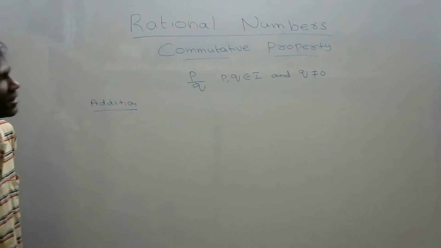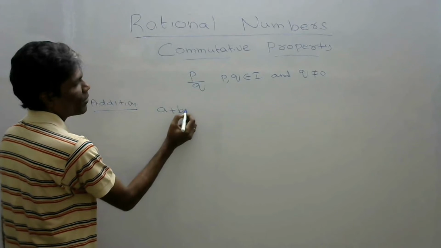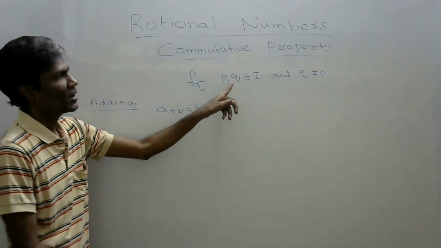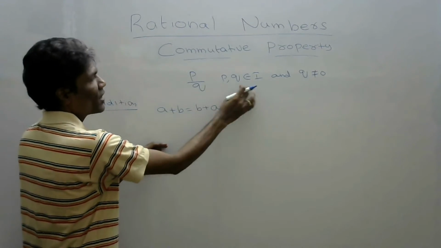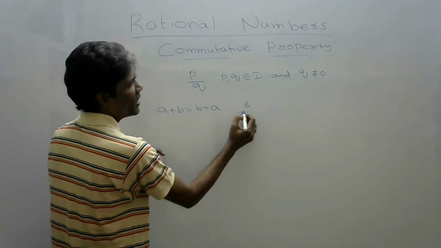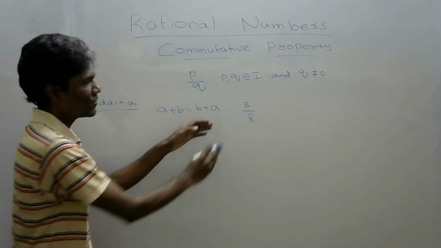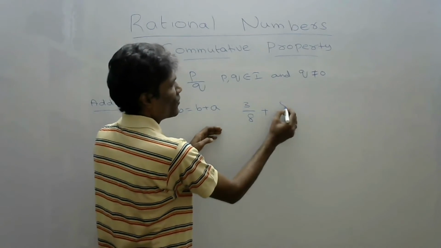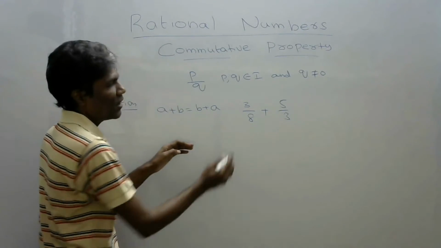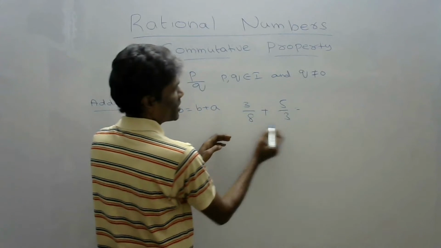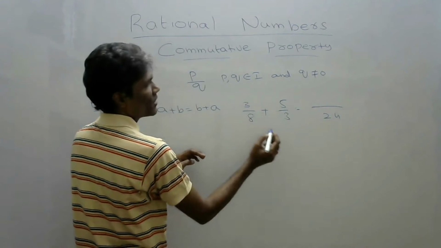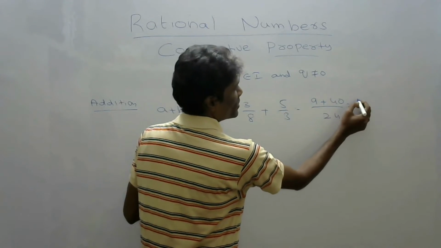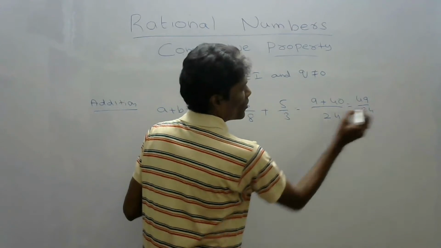Here the condition is a plus b should be equal to b plus a. Now take any numbers from the rational numbers. Let us take the first number as 3 by 8, and the second number another number like 5 by 3. If we add 3 by 8 plus 5 by 3, the LCM will be 24. Here 3 into 3, 9, plus 8 into 5, 40. This is 49 by 24.